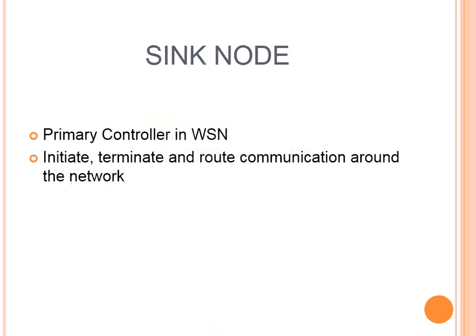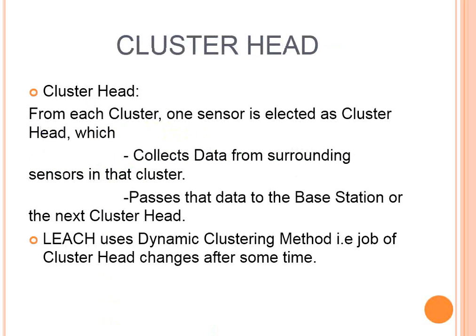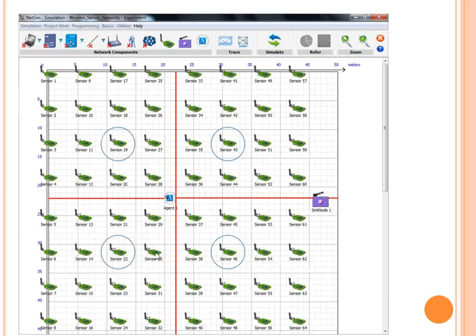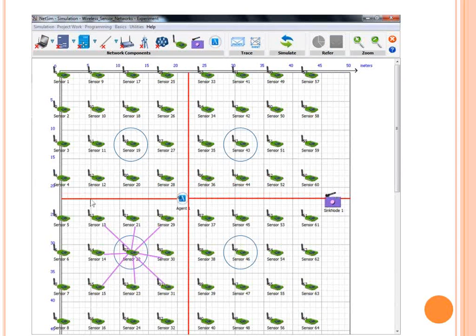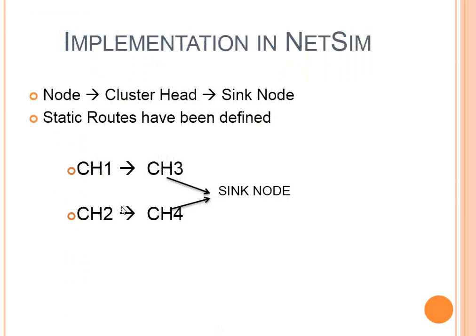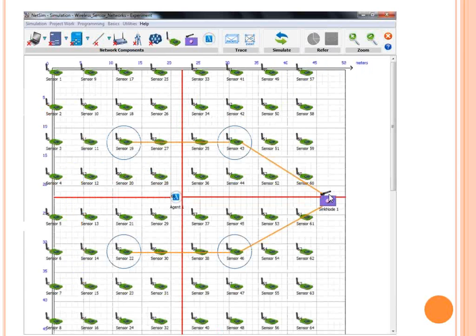As we know, the sink node is the primary controller in the wireless sensor network. Now in each cluster, there will be one cluster head, and its objective will be to collect data from surrounding sensors in that cluster, then pass that data to the base station or via the next cluster head to the base station. So for each cluster, there will be one cluster head whose first objective will be to obtain the information from the sensors of the cluster and then forward this information to the sink node.